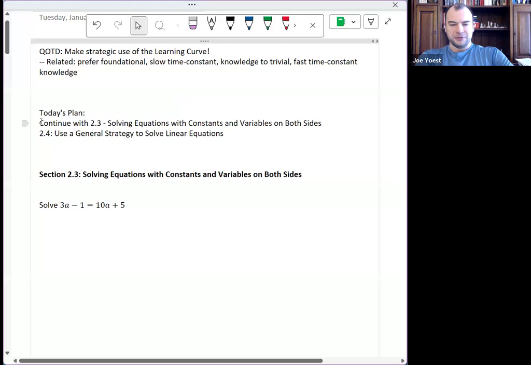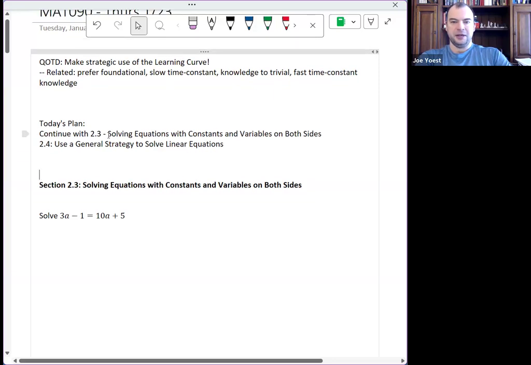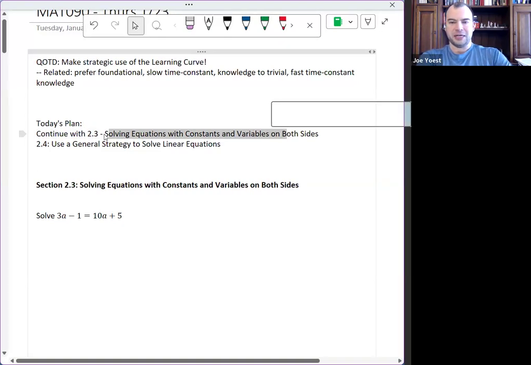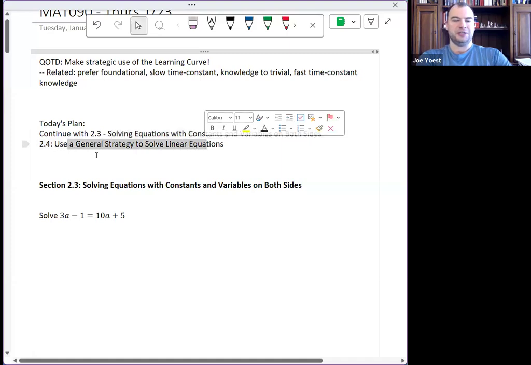All right, so the plan for today is just to continue with sections 2.3 and 2.4. Still just working on building up to solving more general equations. So solving equations with constants and variables on both sides, and then developing a general strategy and getting a little bit of practice with it.